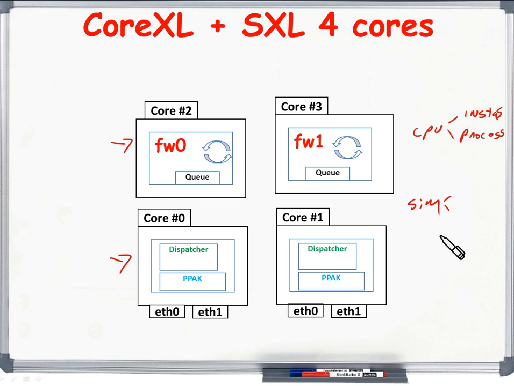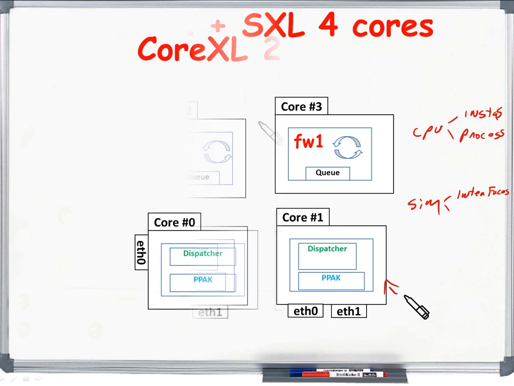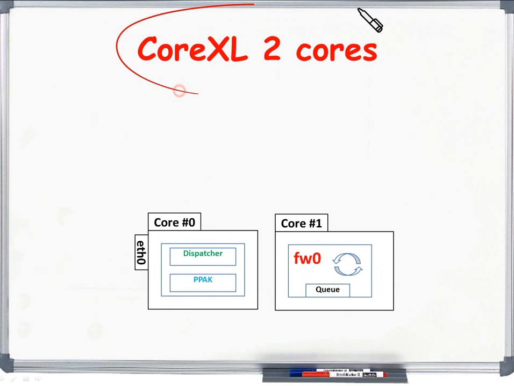But the reverse is true when you're setting up SIM affinity. When you're setting up SIM affinity for interfaces, you want to be sure that the interface affinity is assigned to a core that's running the dispatcher and not to a core that's running the firewall instance or process instance. There is one exception to this rule, and the exception is if you're using a 2 core appliance.